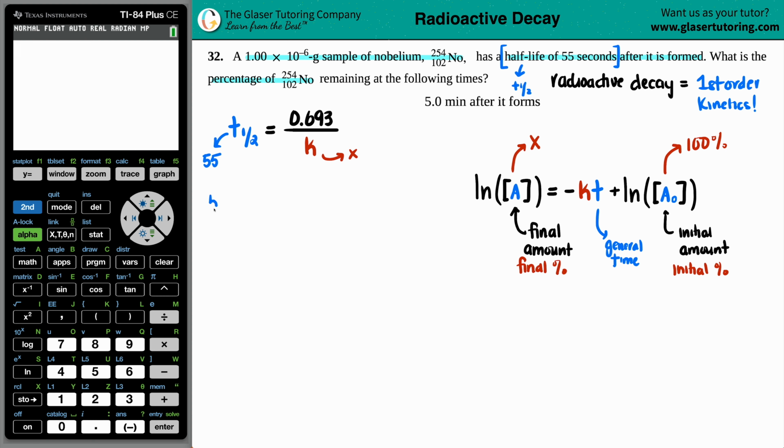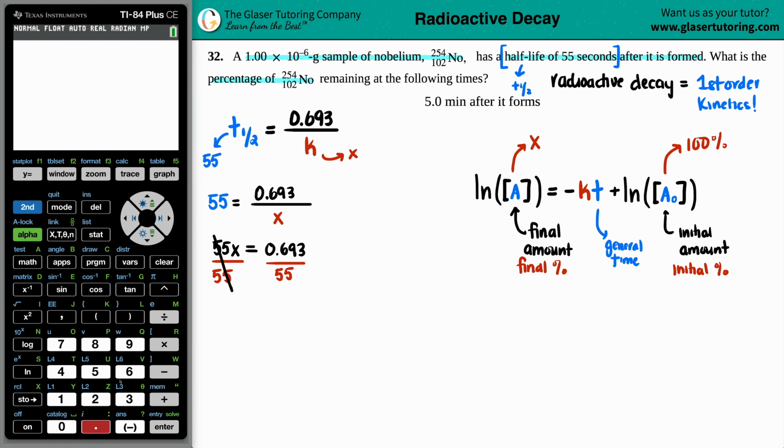So let's solve. 55 equals the 0.693, which is just the ln of 2, right? And then that's going to be over the x value. We can cross multiply, so you get 55x equals 0.693. And then finally, you can solve for the k value by just dividing by 55.